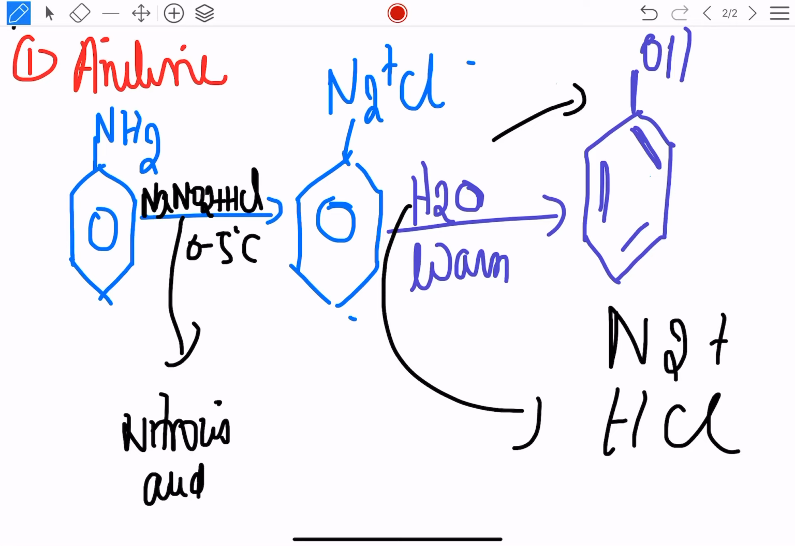Okay, so this was your method of preparation from aniline. If directly asked from diazonium salt, then you can just include this part. Alright, so this is phenol from an amine, that is aniline.